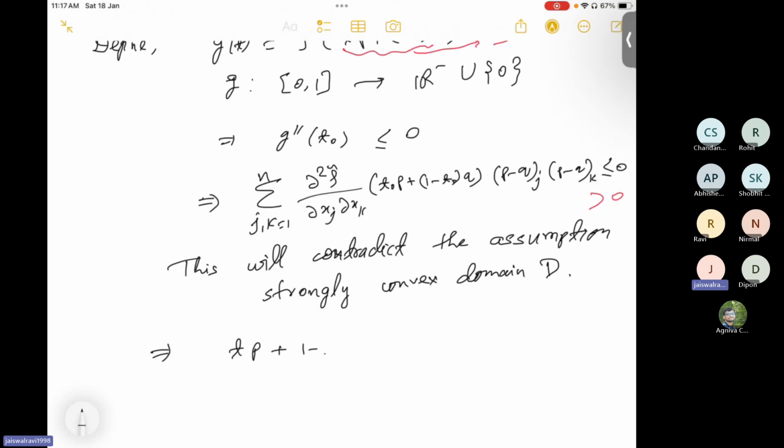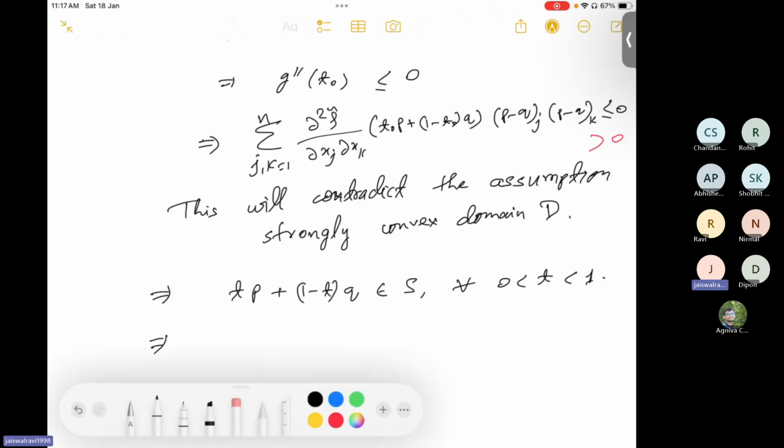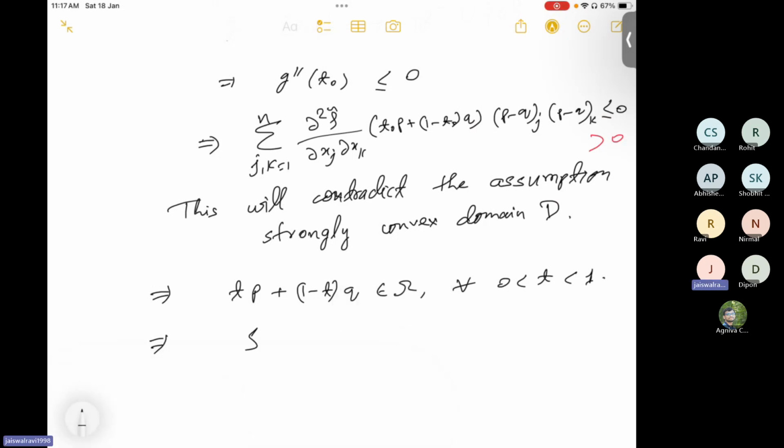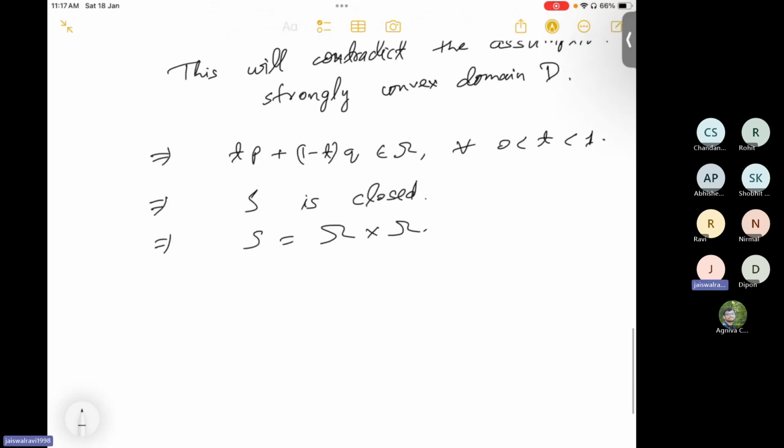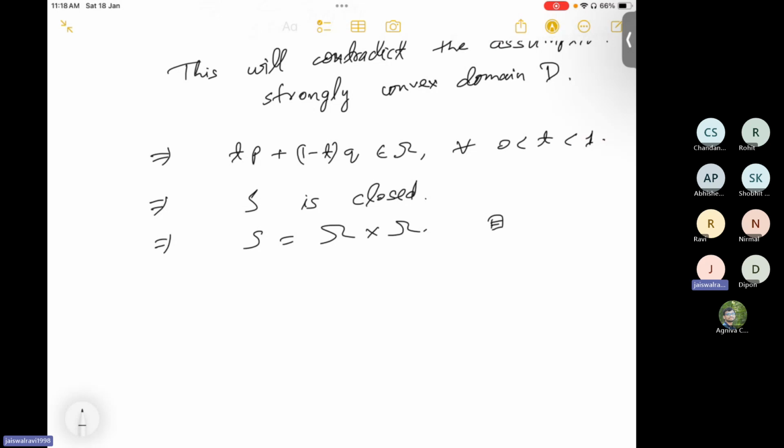That means tp plus 1 minus tq is always in S for all t between 0 and 1. So this will imply, oops, it is always in omega. So this will imply S is closed. And we have proved S is closed, open and non-empty, which will imply S is exactly omega cross omega. And hence we have proved the theorem. I hope it is fine.